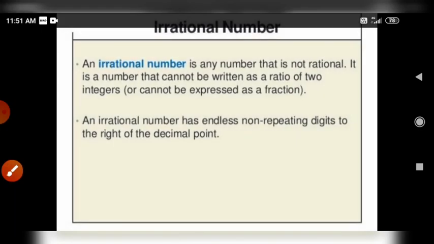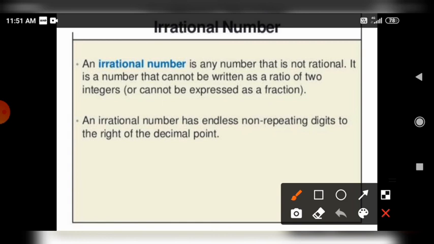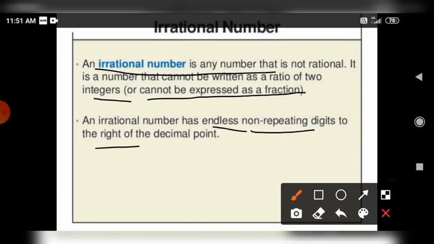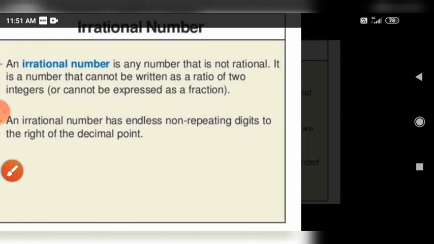Irrational number. Except for rational numbers, the remaining numbers are called irrational numbers. An irrational number is any number that is not rational. It is a number that cannot be written as a ratio of two integers, cannot be expressed as a fraction. And an irrational number has endless non-repeating digits to the right of the decimal point.